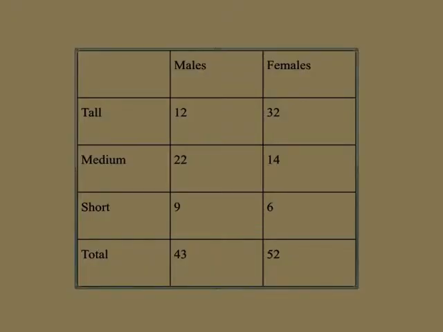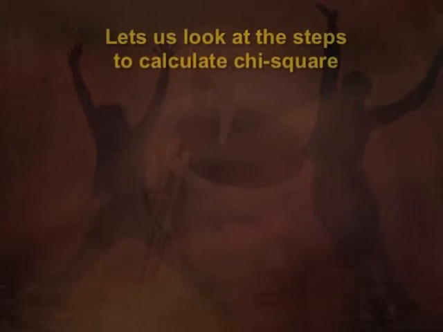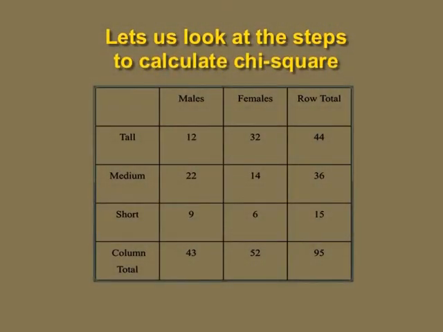Now let us look at an example of calculating chi-square. The following table shows frequencies where 43 males and 52 females are categorized as tall, medium and short. The null hypothesis is that gender is independent of height. That is, there is no association between gender and height. Let us look at the steps to calculate chi-square.